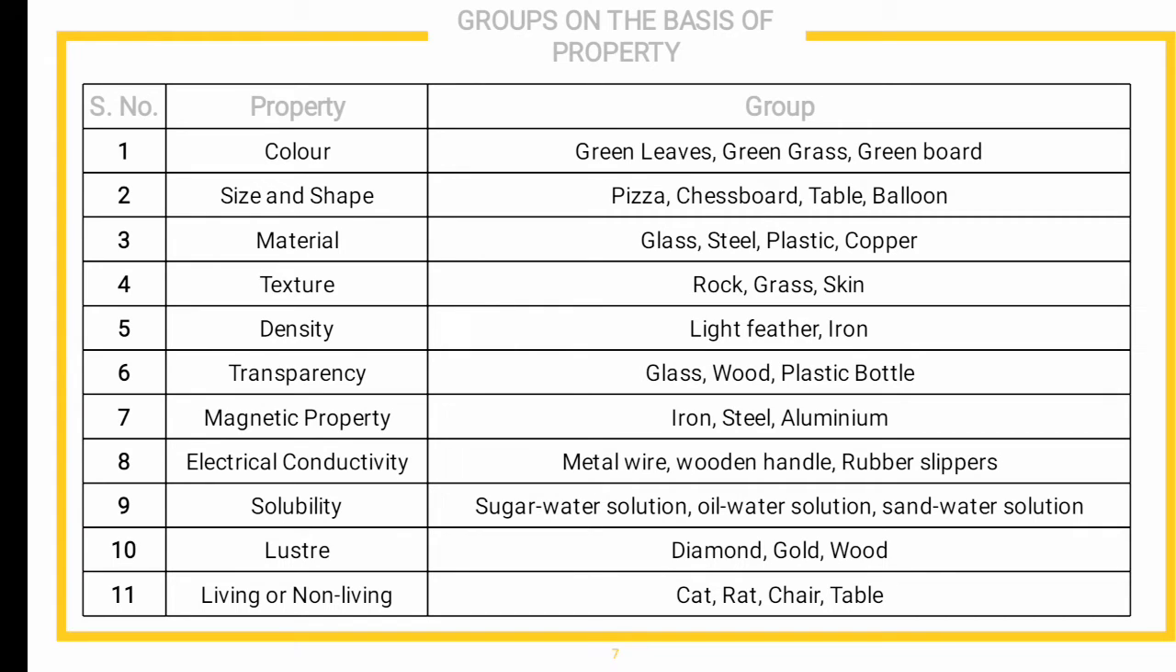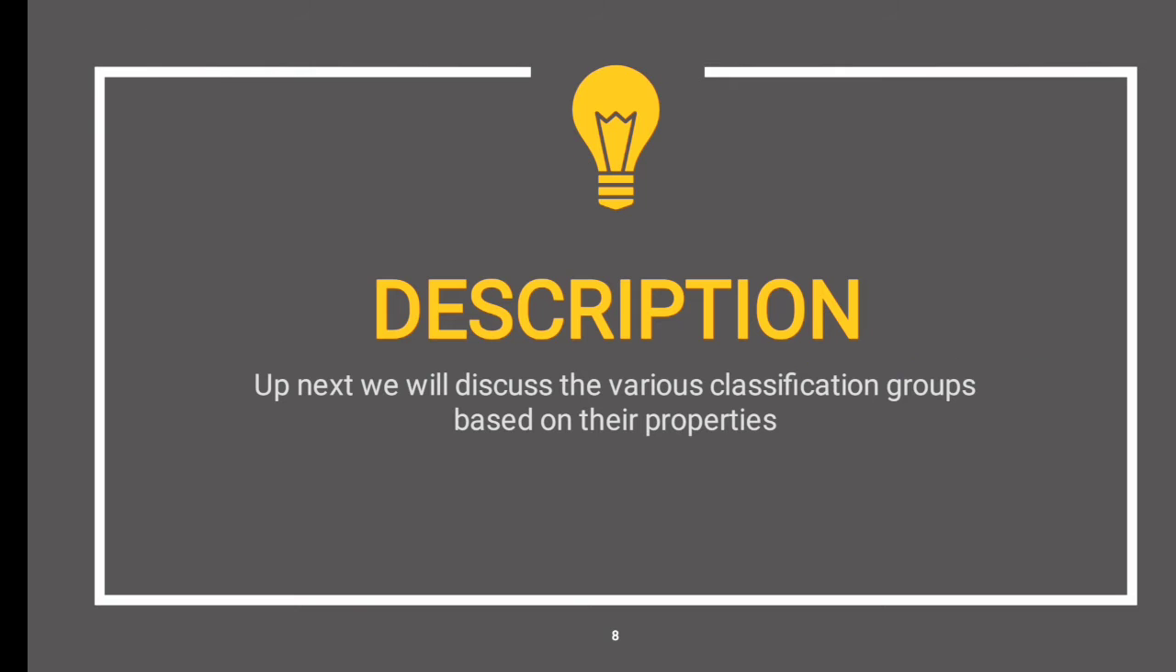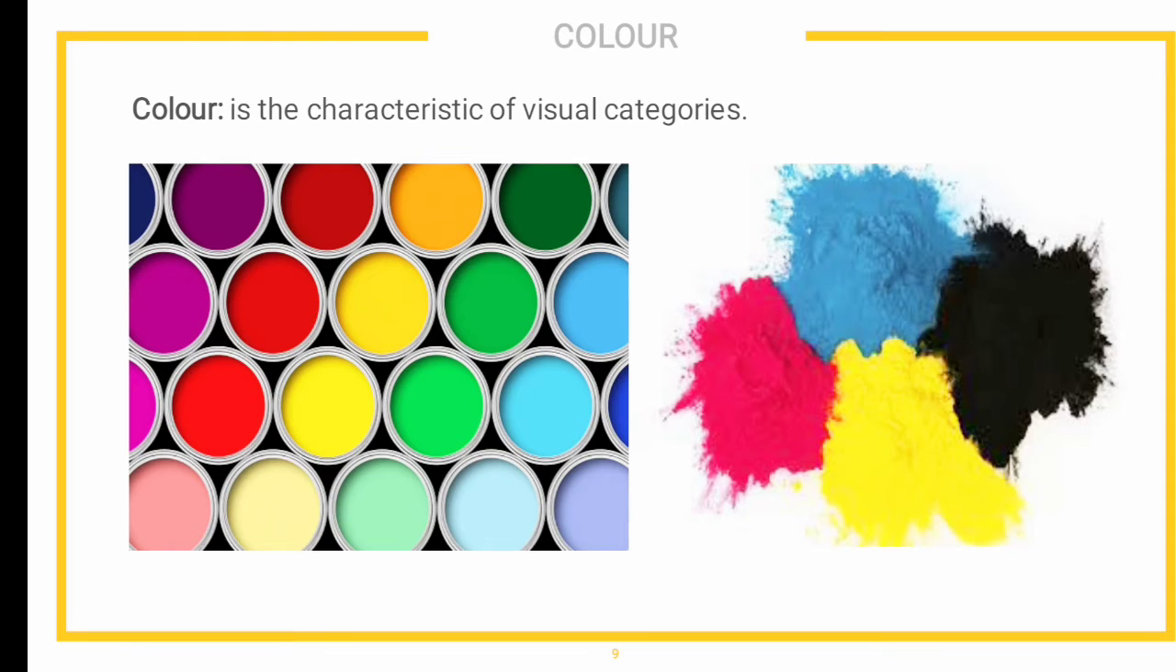Now we are going to talk about each and every one of them in detail. The first one is color. Color is a characteristic of visual categories. When you see something, you know exactly what the color of that object is. When you see the school bus, you know it's yellow. When you see the school building, you know it's yellow. When you see the trees, you see they are green. This is how we classify on the basis of visual category. You are able to see and you are able to tell.